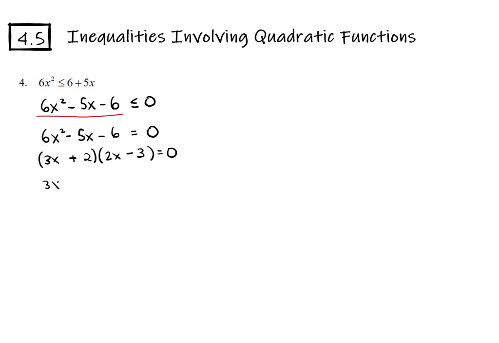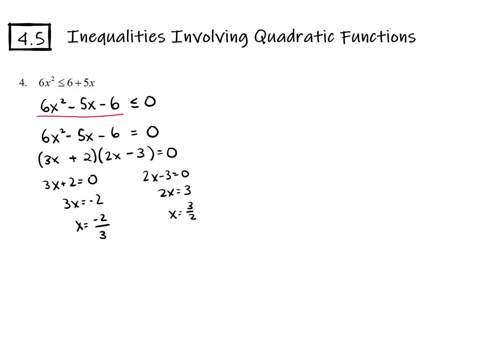Whichever method you know best, that's how you're going to solve it. So then I'm going to get 3x plus 2 is equal to 0. So 3x is equal to negative 2. So x is equal to negative 2/3. And then I'm also going to get 2x minus 3 is equal to 0. So 2x is equal to 3. So x is equal to 3/2.